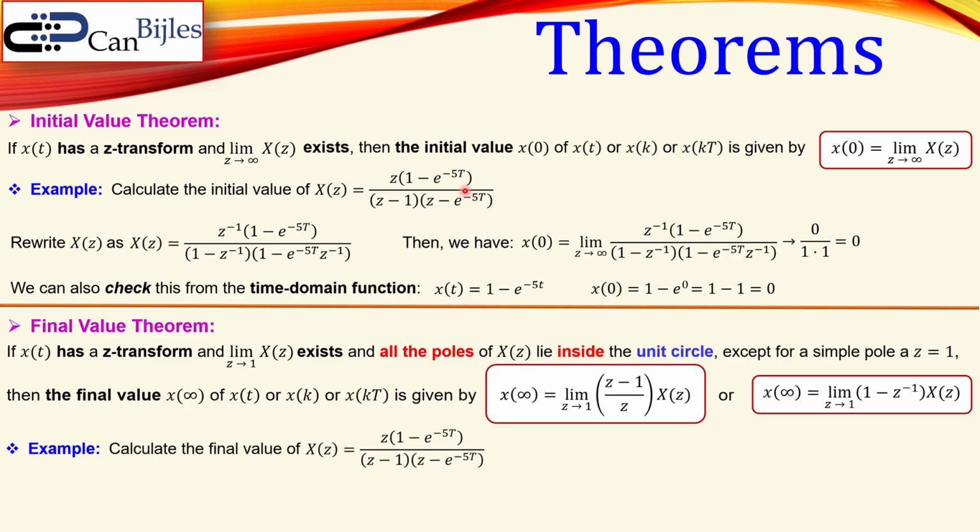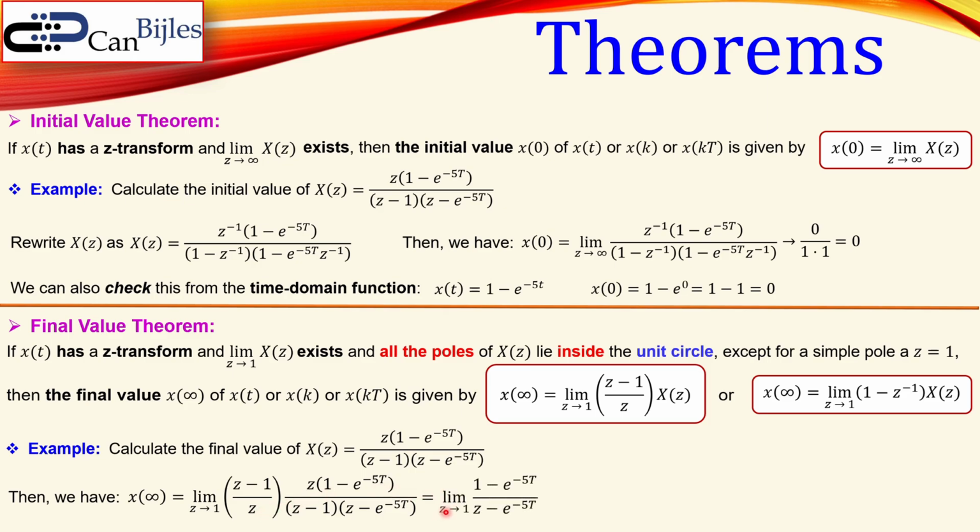So the example is exactly the same. Now we will calculate the final value using this formula. So let's do that. What you see is (z minus 1) over z times our X of z. And you see here the z minus 1 over z minus 1 cancels, and the z over z also cancels. So we are left with this one.